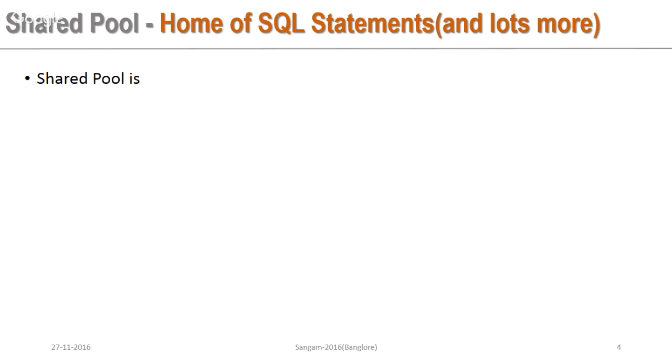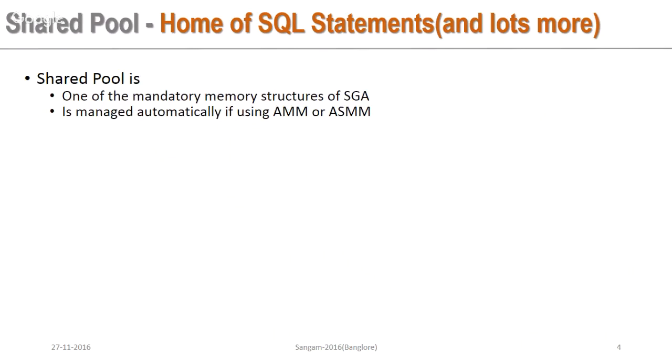That's what we are going to discuss in this part, because the shared pool is exactly the home of SQL statements. There are many components in the shared pool, but the important component for SQL statements is the library cache, which is one of the sub areas of the shared pool. The shared pool is a very important structure of the database SGA, and it is now mostly controlled with the help of either automatic memory management or automatic shared memory management.